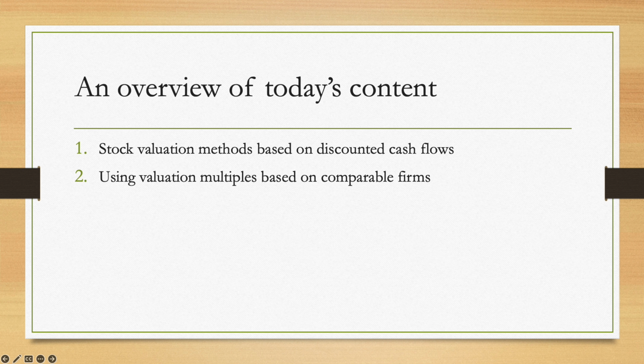In the first video of corporate finance, it was mentioned that when managing an IPO deal, the underwriters use two approaches to evaluate the firm. The first approach is based on discounted cash flows, and the second approach is to use valuation multiples based on comparable firms. In this video, we will look at both approaches in detail.